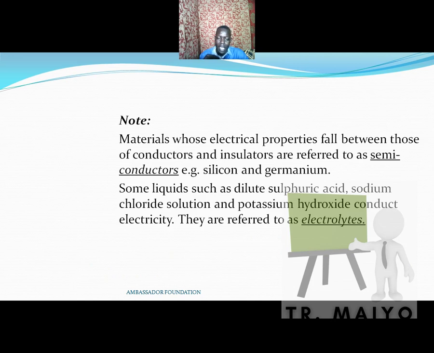There are three materials here I want you to know. We have conductors, semiconductors, and insulators. Conductors allow current to flow. Insulators do not. But a material whose electrical properties fall between those of conductors and insulators is said to be a semiconductor, for example, silicon and germanium. Not only solids, but also some liquids can allow current to flow, for example, dilute sulfuric acid, sodium hydroxide, sodium chloride solution, potassium hydroxide. A liquid that allows current to flow through, we call it electrolyte.